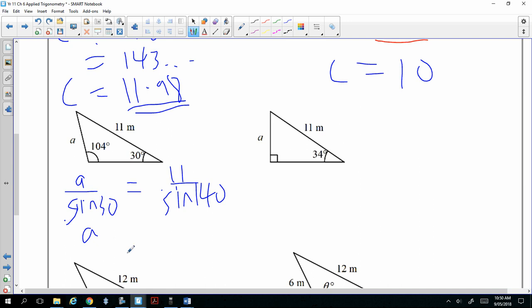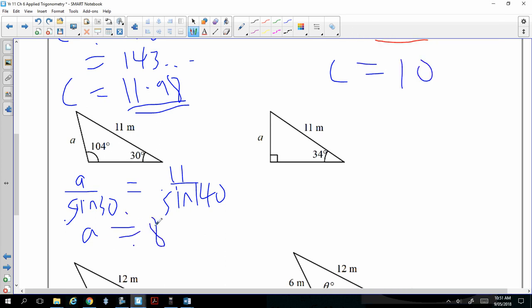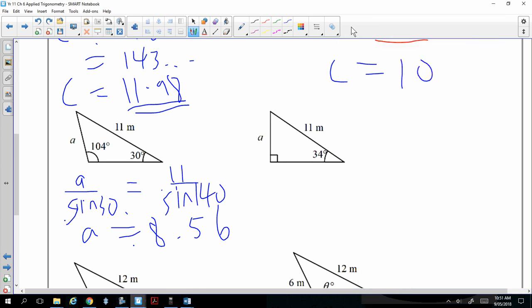Okay, and then you just find out what A is. So you go 5.5 divided by sine 140. Okay, good, 8.56. Yeah, okay, good, any questions? Oh, oops, 104. 5.67. Okay, 5.67. I need to update this one.